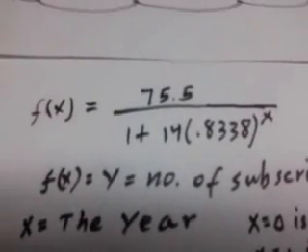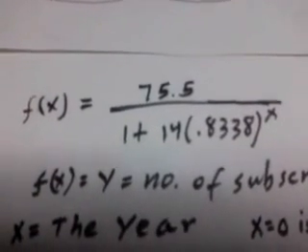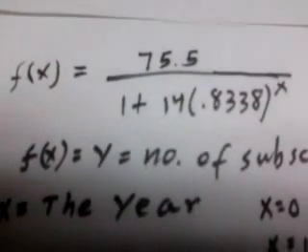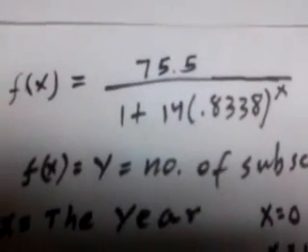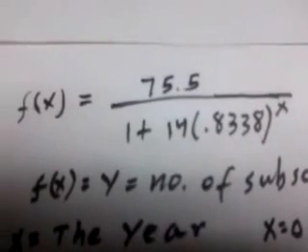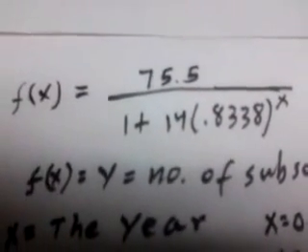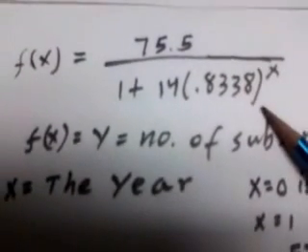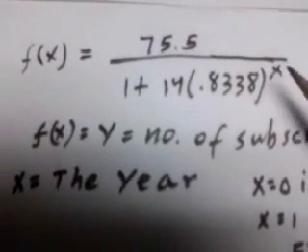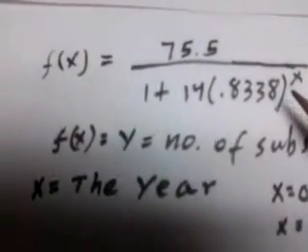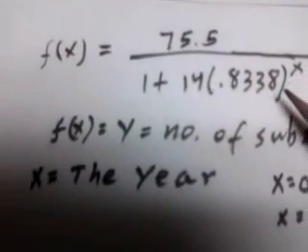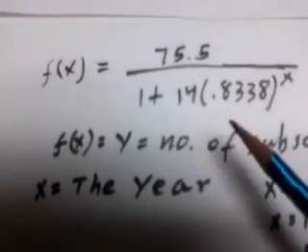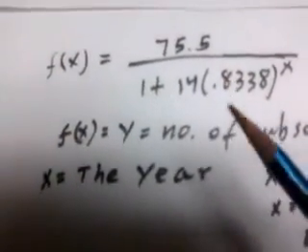This function represents the number of subscribers to a cable television company. That's what f of x represents in this function. And f of x is the same as y. And x represents the year, for example, 1970, 1971, 1982, 2015, 2025, and so forth. So this is the function that we're working with.